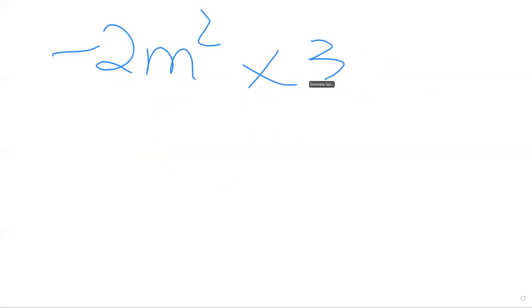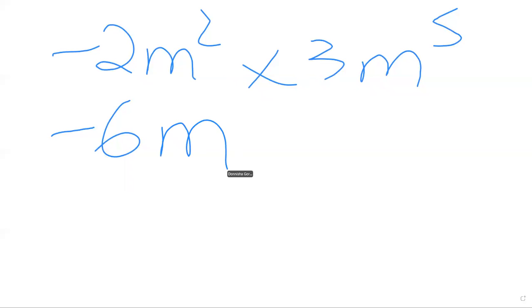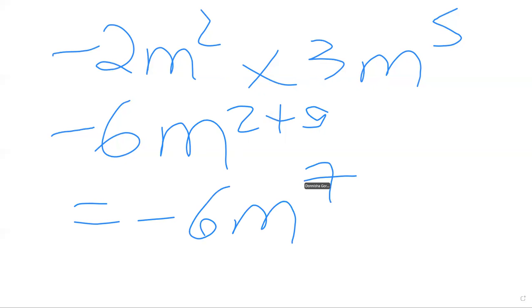here we go. Negative 2m squared times 3m to the 5th power. Negative 2 times 3, that's negative 6, a negative times a positive. And for our variable m, we realize that the powers are 2 and 5, so we add the powers. Our final answer is negative 6m to the 7th power.